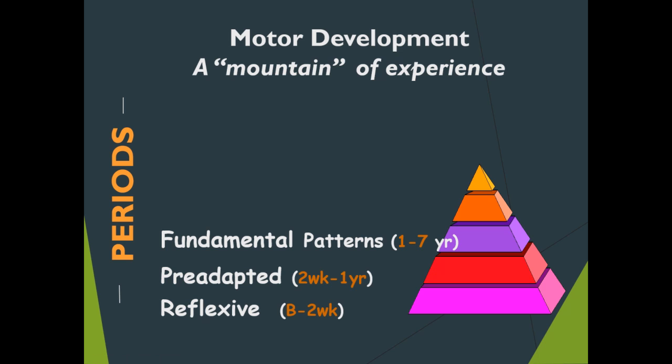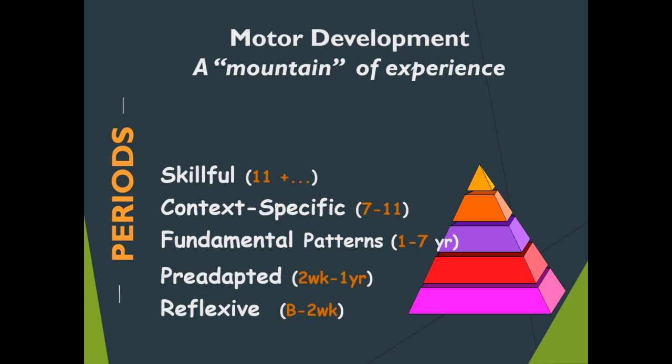Between 1 to 7 years, fundamental motor patterns emerge. 7 to 11 years, context-specific skills. Beyond 11 years old, children approach a level of skillfulness, and then as we go through the rest of the lifespan, at some point when we get to the top, in other words, where we approach the elderly stages, movement changes in a different scenario where you compensate for the losses that begin to mount. So in the larger scheme of things, look at reflexes as the base of that mountain.